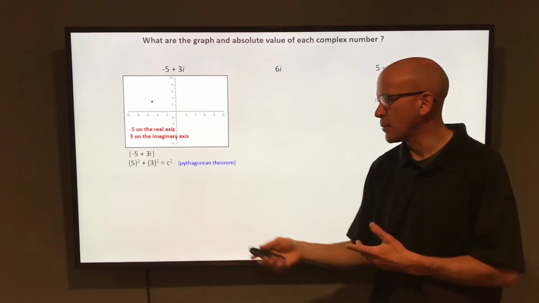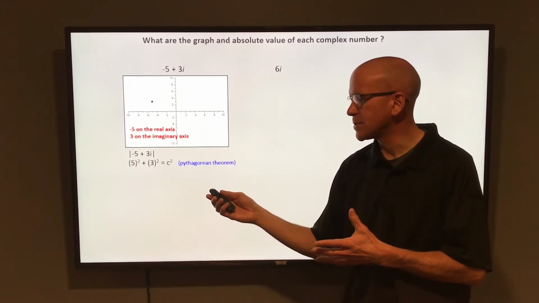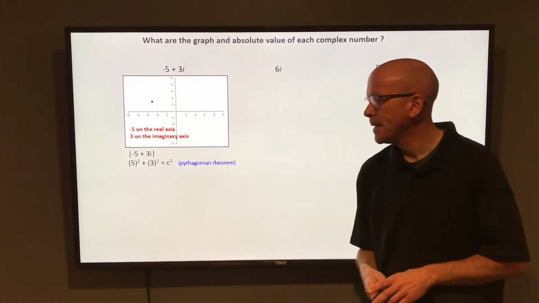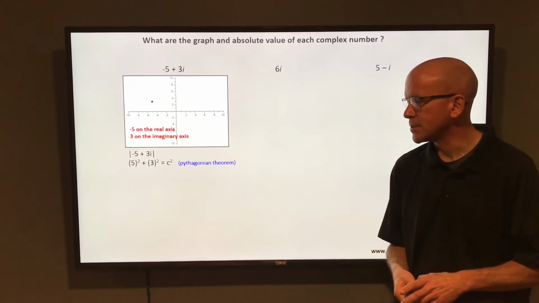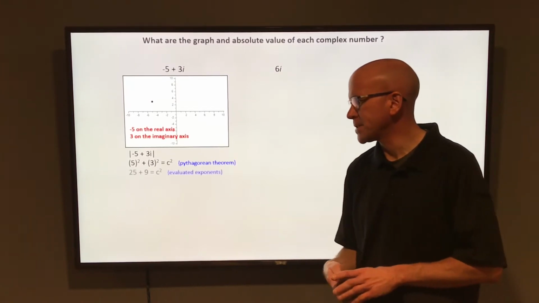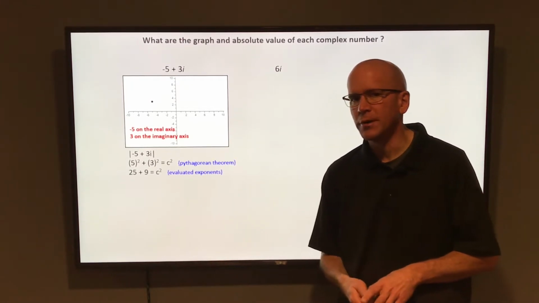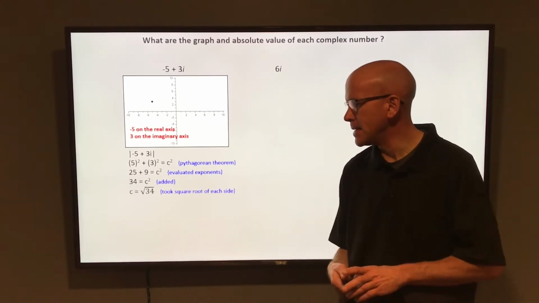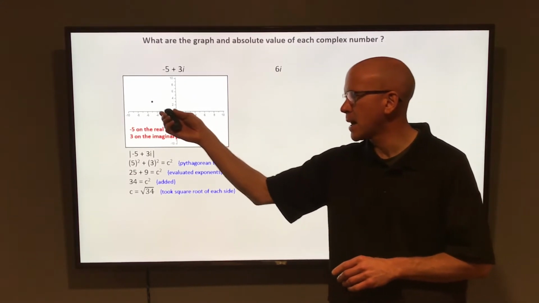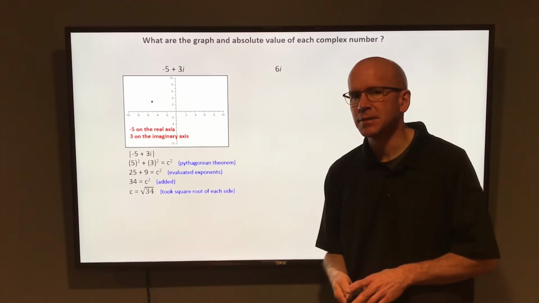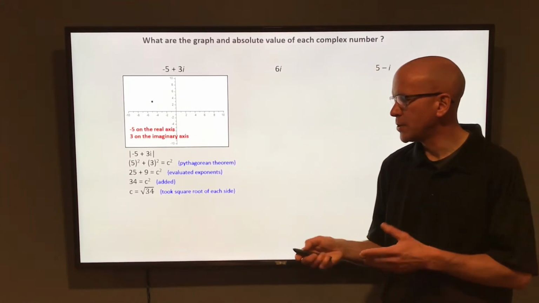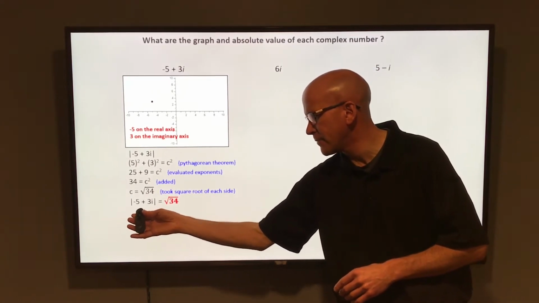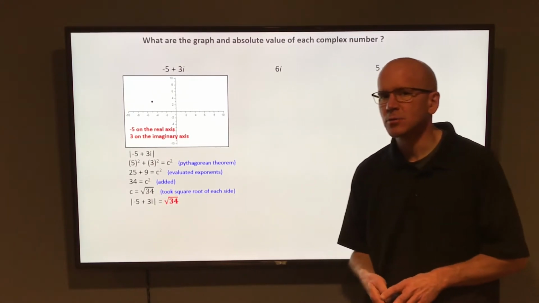So use the Pythagorean Theorem, a squared plus b squared equals c squared, where a and b are the legs, in this case 5 and 3. You'd have 5 squared plus 3 squared equals c squared. That's 25 plus 9 equals c squared. 34 equals c squared. And then take the square root of each side. c equals the square root of 34, where c is the hypotenuse, in this case the distance away from the origin, which is the absolute value of negative 5 plus 3i. So the absolute value of negative 5 plus 3i is the square root of 34.